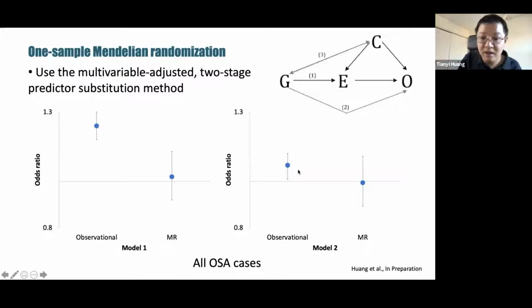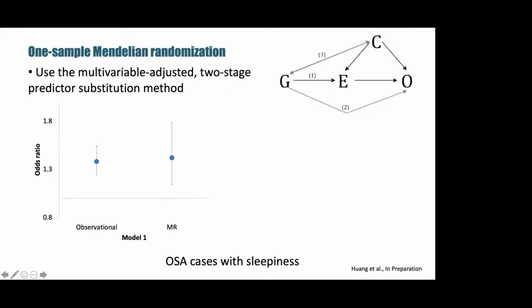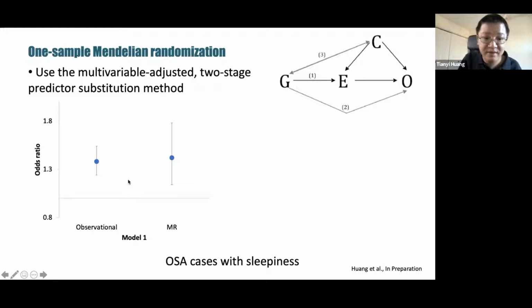Then in model 2, we see that the observational association was attenuated, but it was still significant. But still for the Mendelian randomization, there is no association with the genetic risk score. And then I repeated the analysis for the OSA subtype with daytime sleepiness. Now I think the pattern is very different. You can see the estimates from the observational studies are very comparable to the estimate from the Mendelian randomization. In fact, the estimates are almost the same. Even after adjusting for BMI, the biomarker association was attenuated, but for the Mendelian randomization, the association remained.